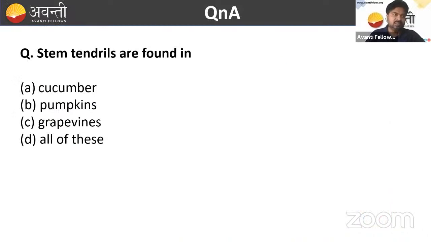Next question: the stem tendrils are found in. Again you have 1 minute to solve this question, and then we go toward the explanation part. The first option is cucumber, option B is pumpkin, option C is grapevine, and option D is all of these. They ask about the stem tendrils. I am launching the poll for it. Please answer fast, then we go toward the next part.